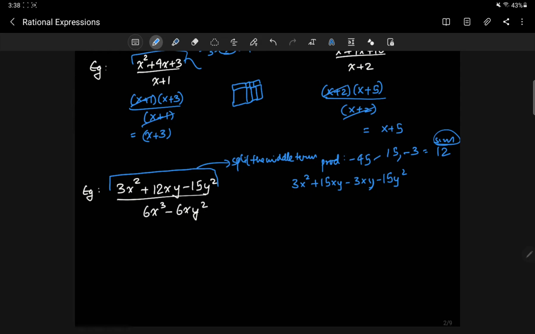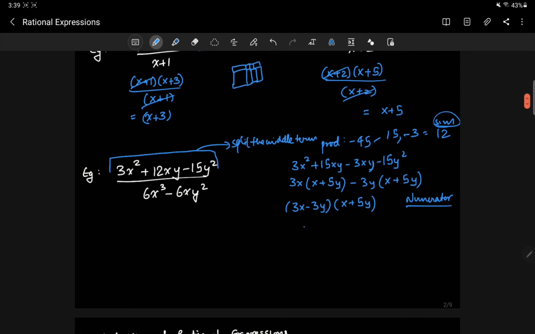Now from the list of the general strategies, because this is a trinomial, that is why we are going with split the middle term. And then we use grouping. So 3x gives me x plus 5y, minus 3y gives me x plus 5y, which comes out to 3x minus 3y and then x plus 5y for the numerator.